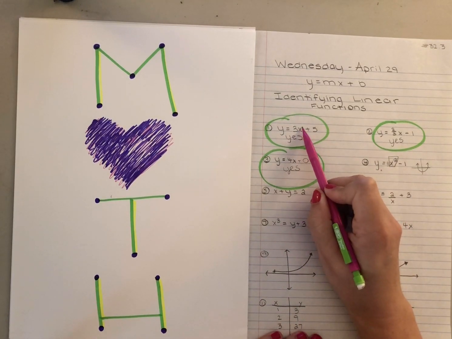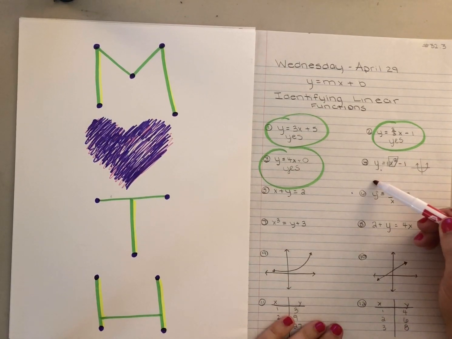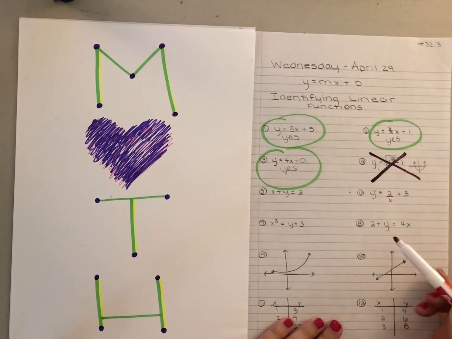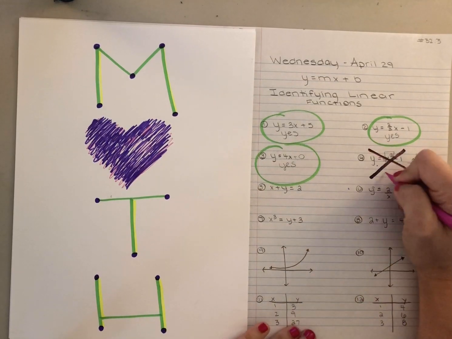So notice all of these: x to the first, x to the first, x to the first. Every time you have x to the first power, it's linear. This is called quadratic. It is not linear. X is being raised to the second power. So we just say no.